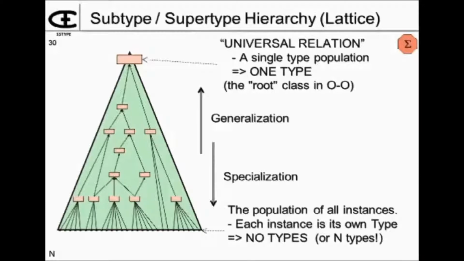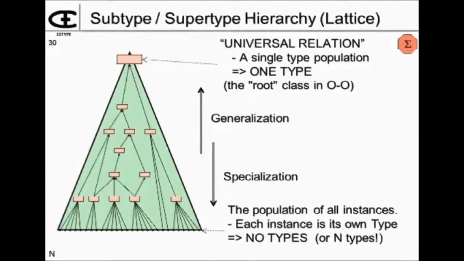So let's throw out the whole notion of typing, of forming populations. All we've got are a bunch of individuals. That's the bottom row of this triangle. So every instance is basically its own type. You can think of there as being n types or no types. I don't care which one it is. And these are like the boundary conditions of this thought.